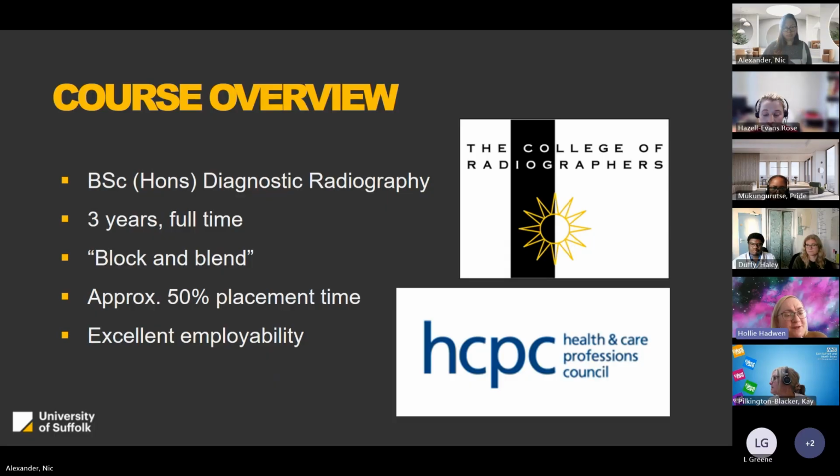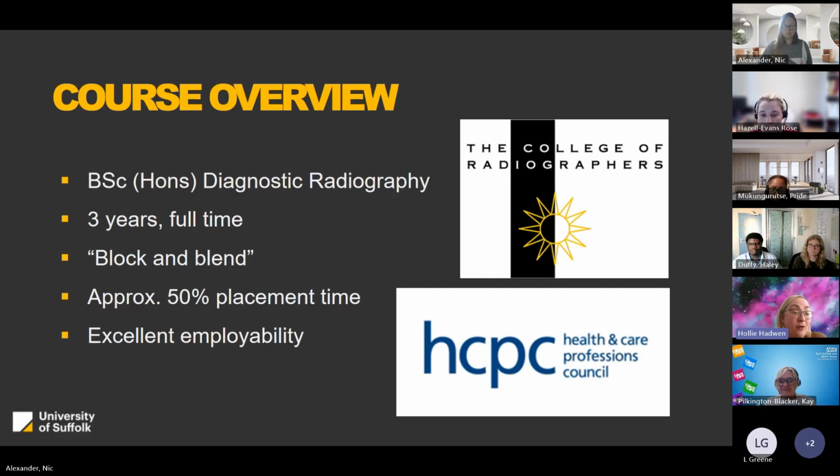So radiography often appeals to people who are quite practical learners and like to do. So it's quite an active degree. About 50% of the time across the course is spent in practice placement, and that's really, really important to build all those skills that mean when you qualify, you are ready to go and ready to look after those patients to the best of your ability.